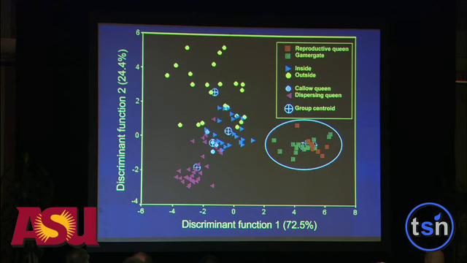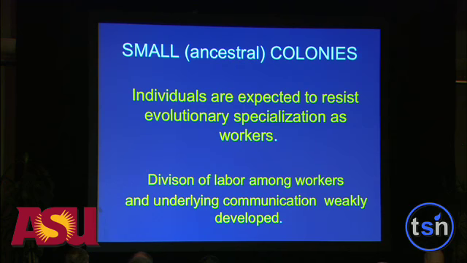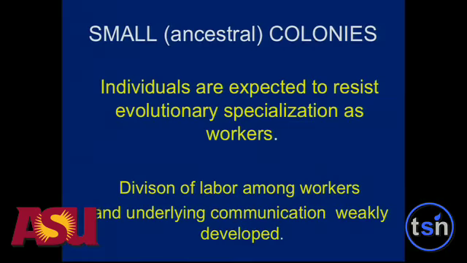So as you see, the individuals in such a primitive eusocial system are expected to resist evolutionary specialization to become workers. And naturally, in these systems, the division of labor among workers is relatively poorly developed. German word slipped in. And the communication system is relatively primitive.